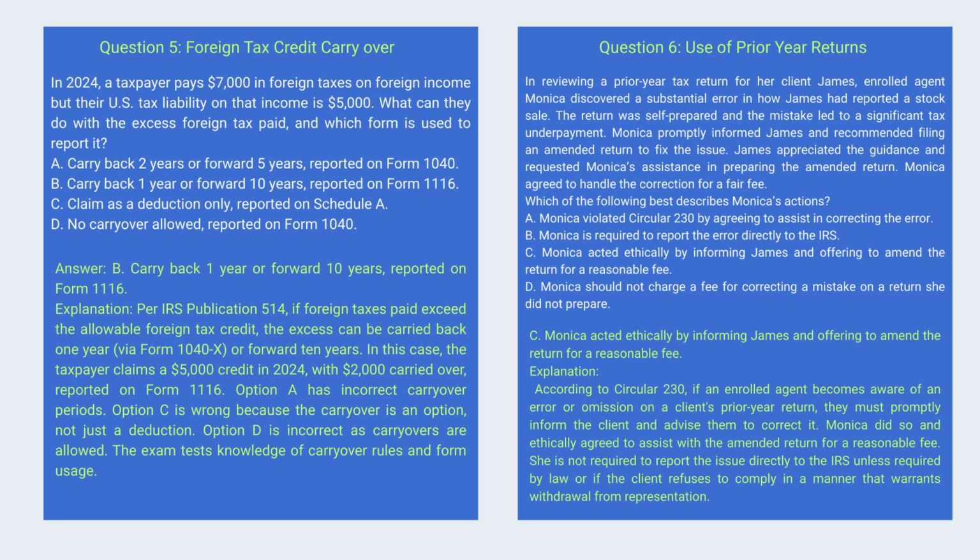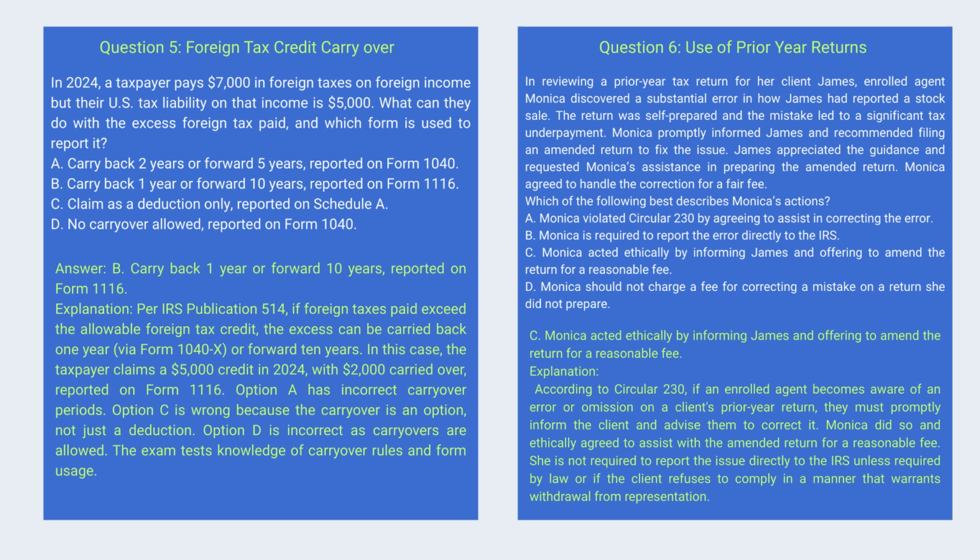Option A. Carry back 2 years or forward 5 years, reported on Form 1040. Option B. Carry back 1 year or forward 10 years, reported on Form 1116. Option C. Claim as a deduction only, reported on Schedule A. Option D. No carryover allowed, reported on Form 1040. Correct answer is option B. Carry back 1 year or forward 10 years, reported on Form 1116.